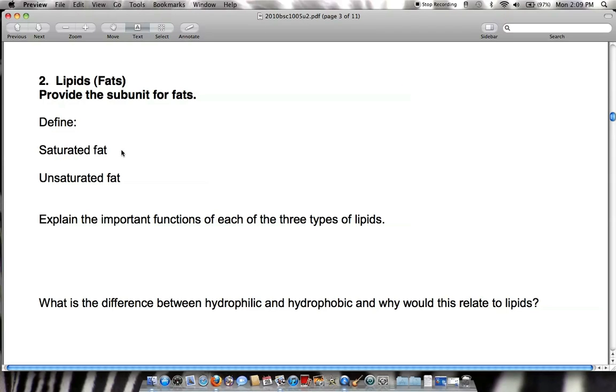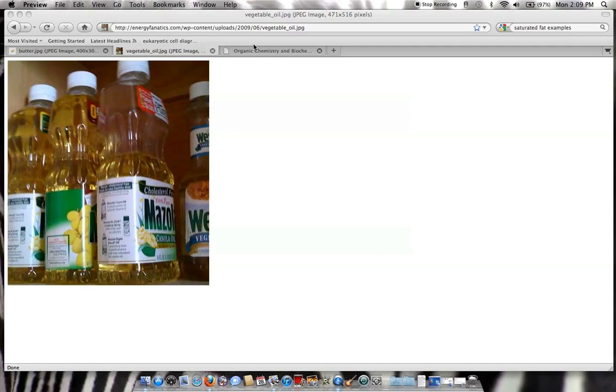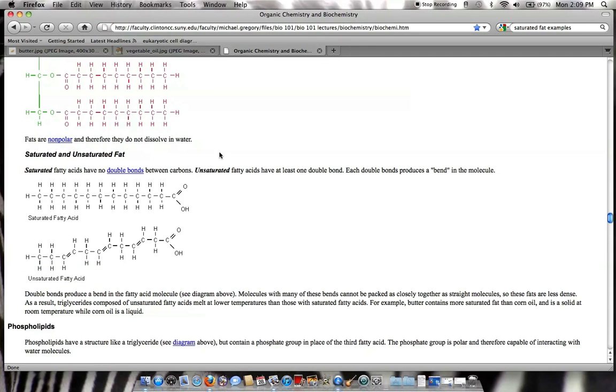So first of all, let's take a look at saturated fat. Saturated fat is a fat that is basically saturated. Here, take a look at saturated fat. See all the carbon bonds here? And all the hydrogens here. You see how straight and nice and uniform this molecule is. And notice here, saturated fats have no double bonds between the carbon atoms. Okay, that's the major difference here.